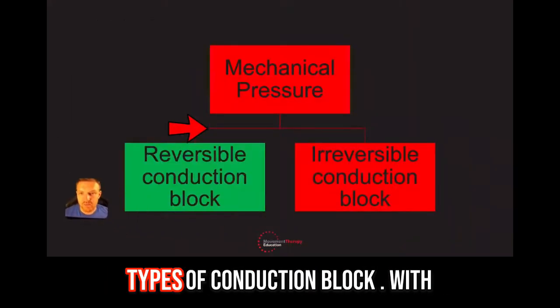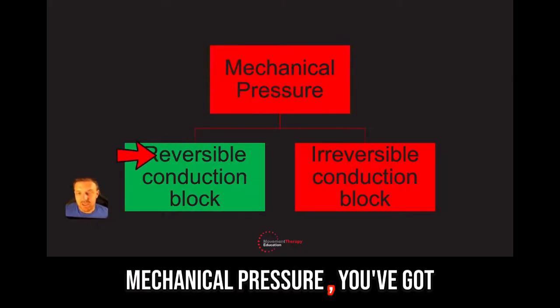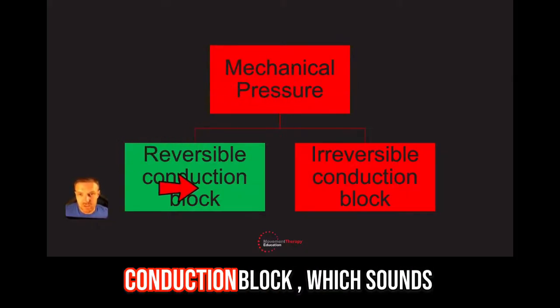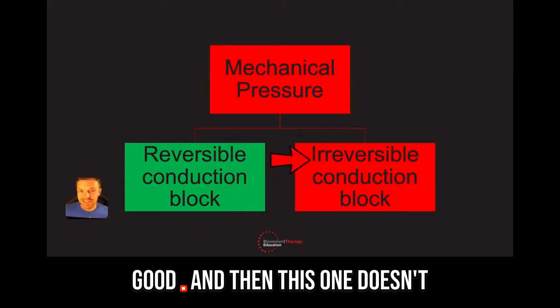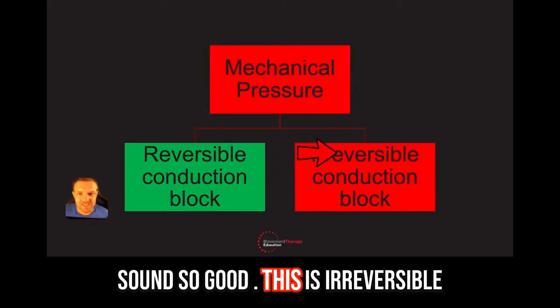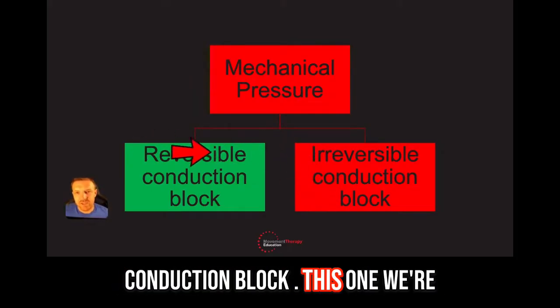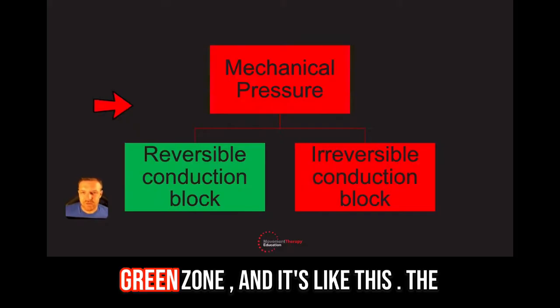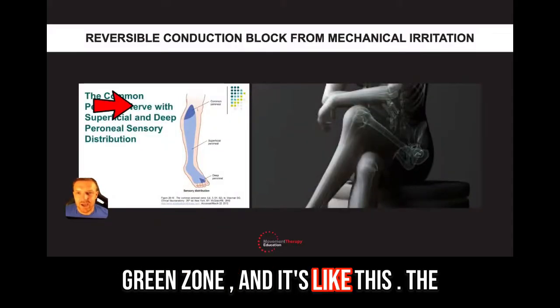We've got two types of conduction block. With mechanical pressure, you've got something called a reversible conduction block, which sounds good. And then this one doesn't sound so good. This is irreversible conduction block. This one we're going to have a look at first, this green zone.